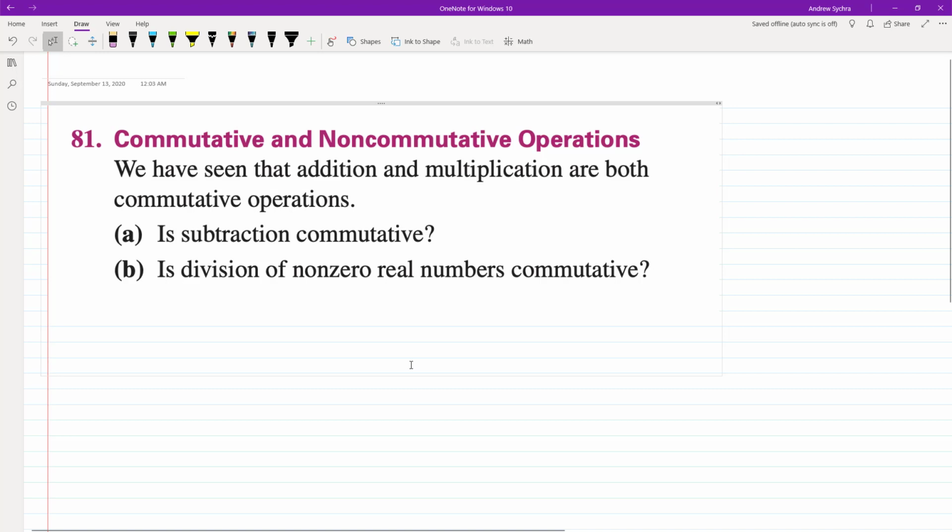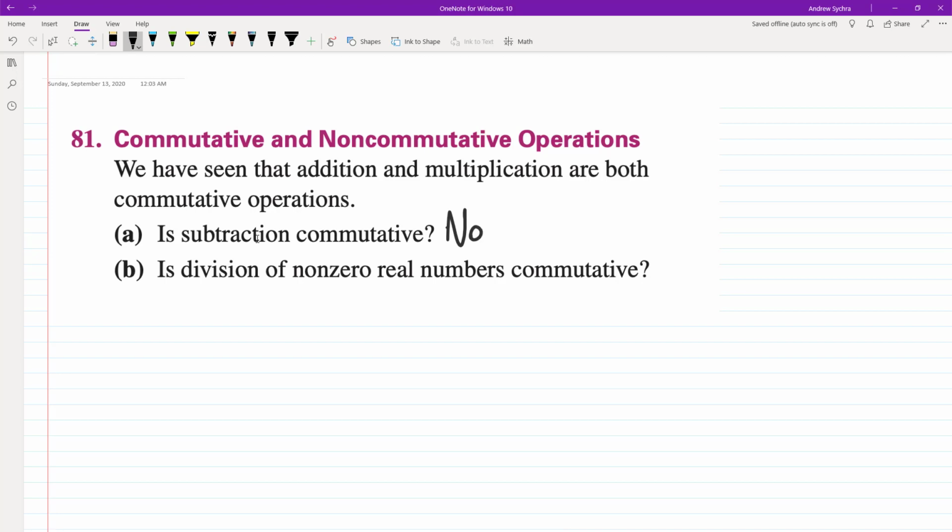Commutative, non-commutative operations. We see addition and multiplication are both commutative operations. Is subtraction commutative? No. Is division of non-zero real numbers commutative? No, and zero is not allowed. All right, and that's it.